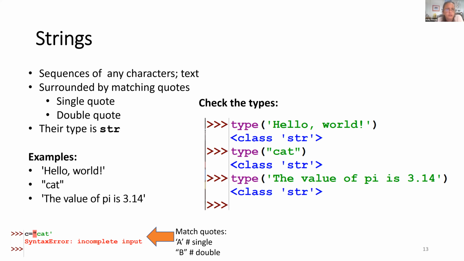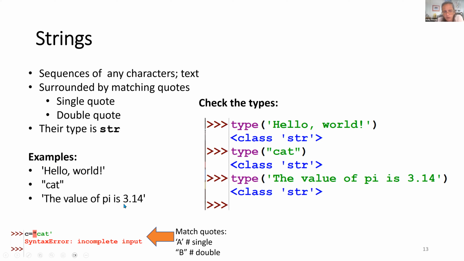Strings are sequences of any characters, otherwise colloquially known as text. It's surrounded by matching quotes. You can use either the single quote or the double quote, but you can't mix the quotes. Their type is str for string. So here are some examples. Hello world, cat. This one's in double quotes. This one includes some punctuation. We've got the comma and an exclamation point and even a space. That's fine. Any character is fine.